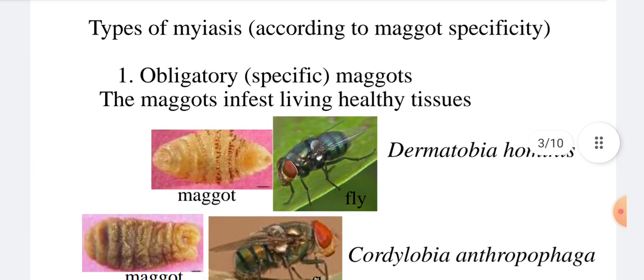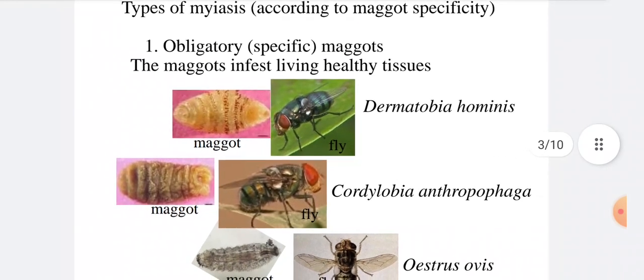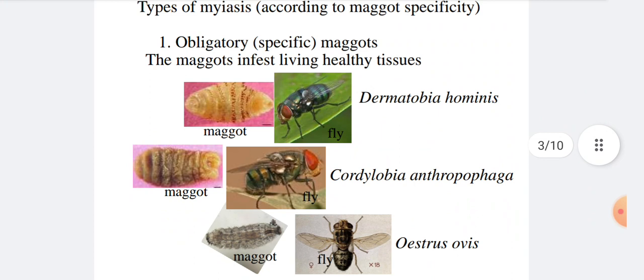Types of myiasis according to maggot specificity. 1. Obligatory or specific maggots. Here the maggots infest living healthy tissues. And you see obligatory maggots and their corresponding adult flies: Dermatobia hominis, Cordylobia anthropophaga, and Oestrus ovis.